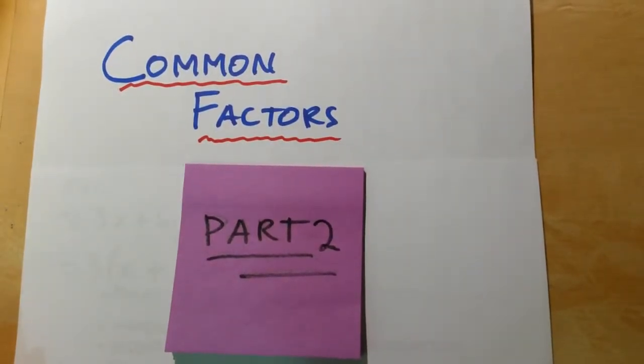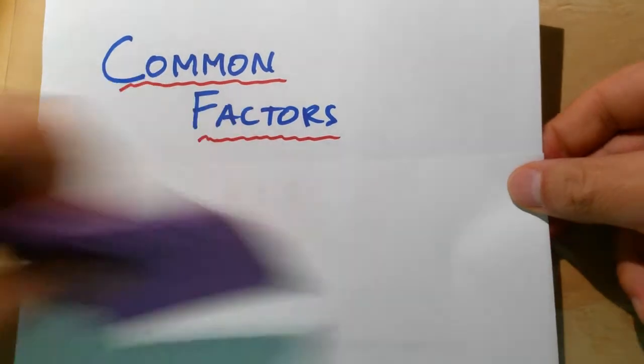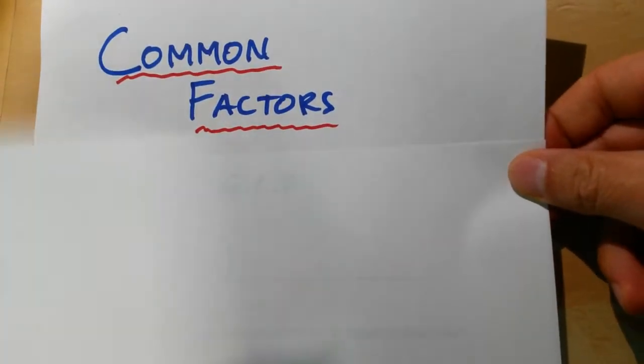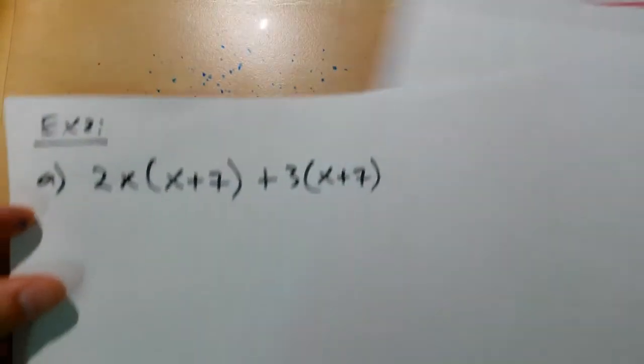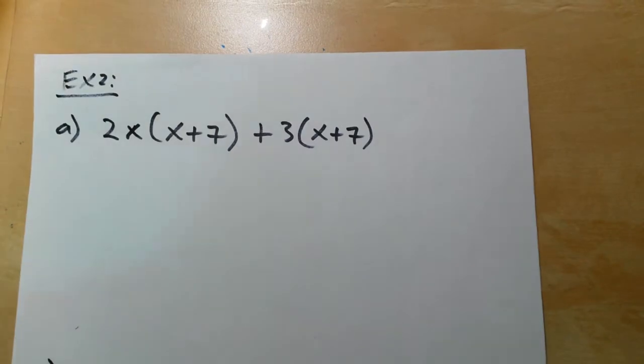Good, now we're looking at common factors. This is part 2. Okay, let's look at some more examples here. Let's move this out of the way. And you have example 2, you have the following example on your handout. Well, you have the following 2 examples. Let's start with that one.